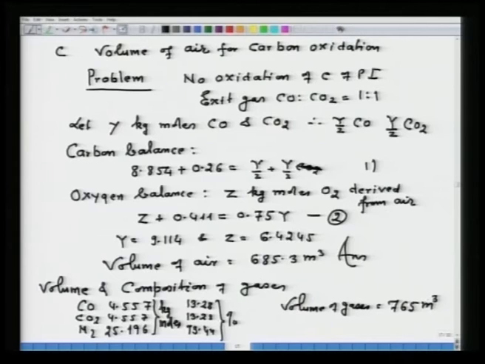Now, let us go to the second problem. In the second problem, it is important that you read it carefully. The charge of 15 tons of pig iron and 5 tons of scrap is given per hour, but the blast rate is given per minute. So, that point should be clear. Number two, the blast rate is given at 313 Kelvin.